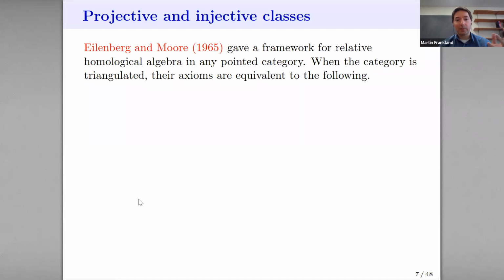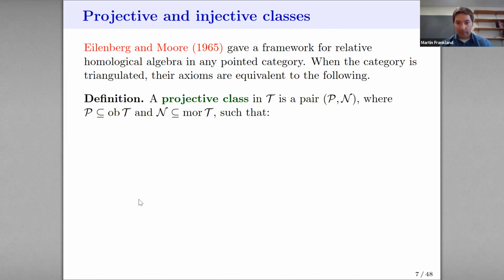But for that, I need to tell you, well, what resolution is allowed. And to prescribe certain kinds of resolutions, you need some relative homological algebra. That's what relative homological algebra is about. It's about varying the kinds of resolutions you're allowing. And that goes back to work of Eilenberg and Moore, who gave some framework for relative homological algebra.